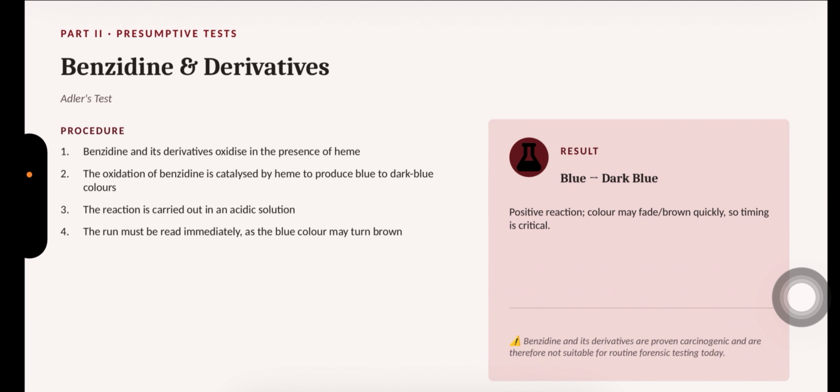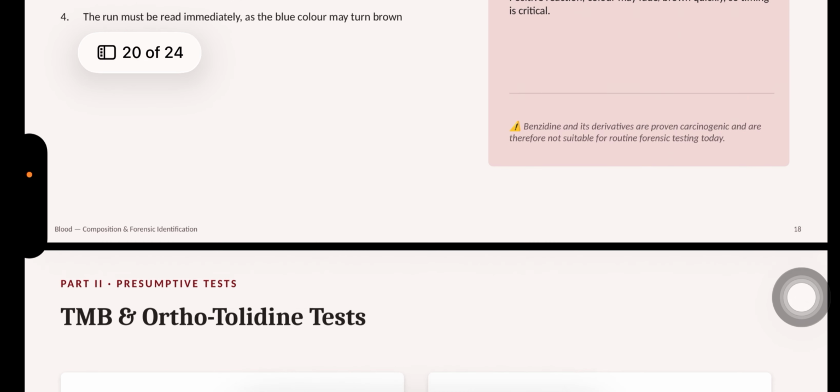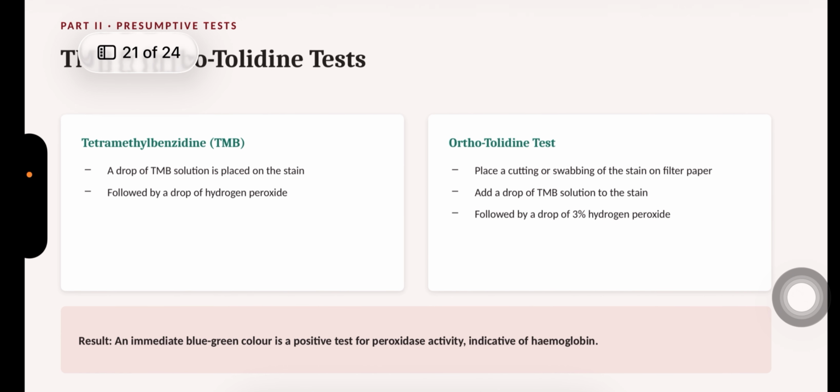Also, very important: benzidine and its derivatives are proven carcinogenic and are therefore not suitable for routine forensic testing today. Many laboratories have replaced it with safer reagents like TMB. Next is our TMB and orthotolidine tests. They are basically the same.